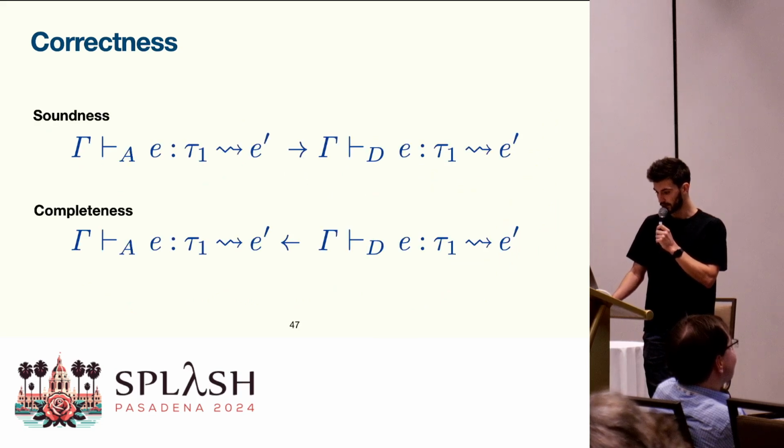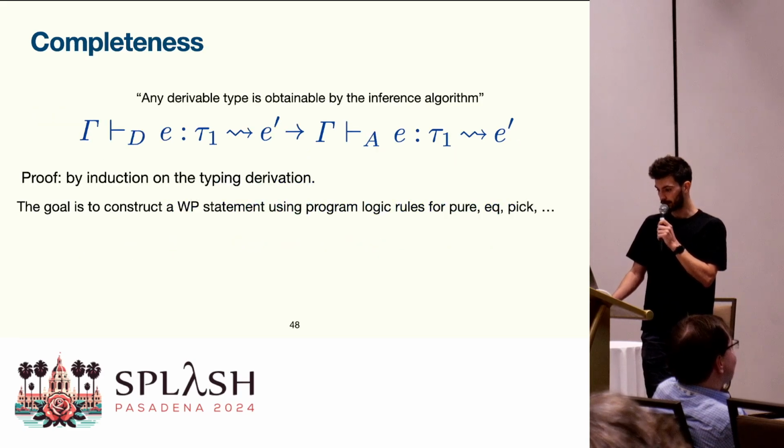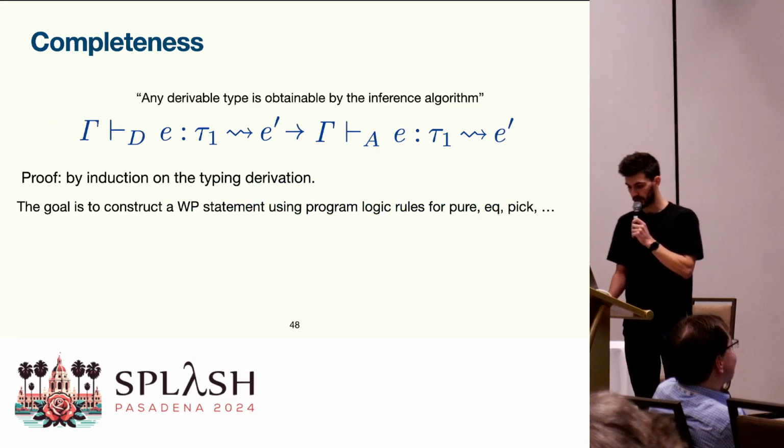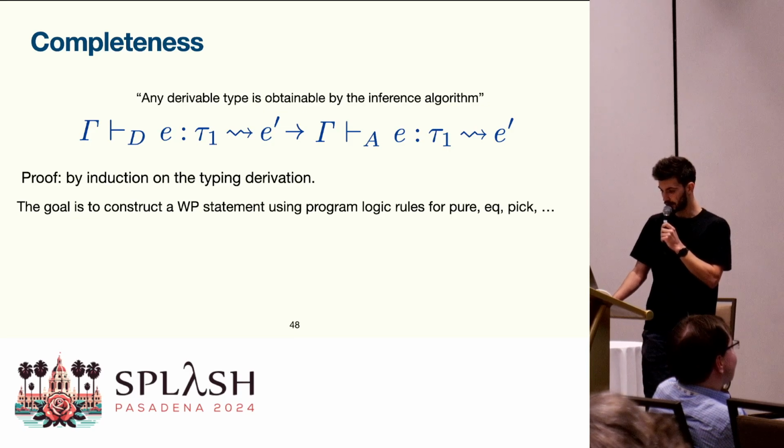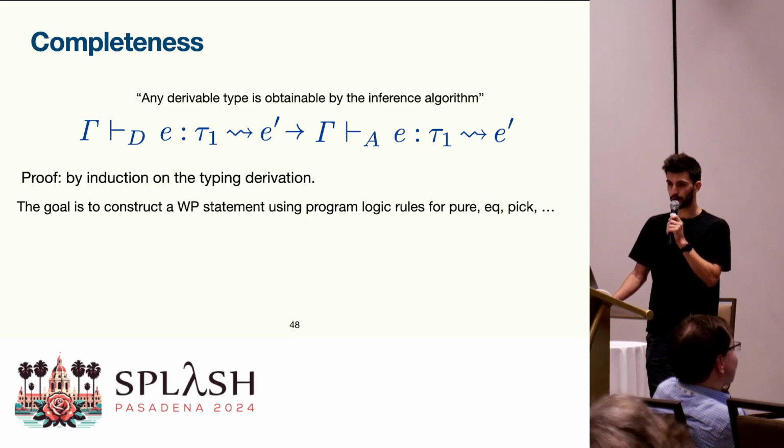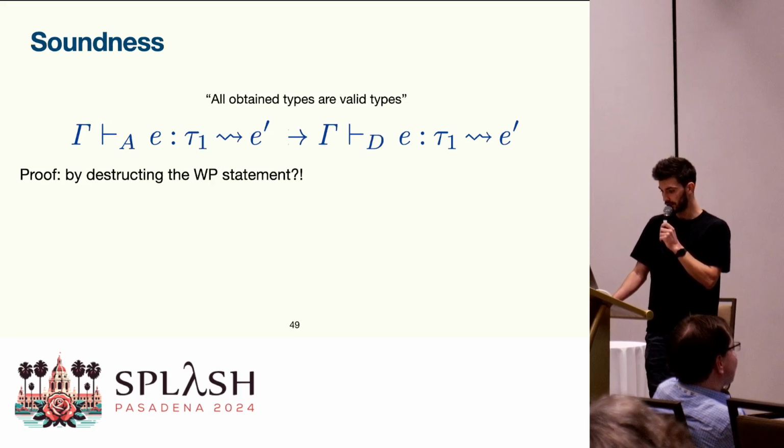This boils down into 2 directions, which are commonly called soundness and completeness. Maybe we'll look at completeness first. This says, given a typing derivation, we should be able to get an output of the inference algorithm. And then the goal here, in a standard program logic style, or the standard deductive verification style, is to construct such a WP statement using the program logic rules from before.